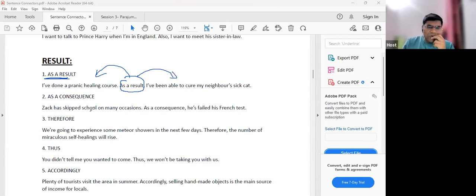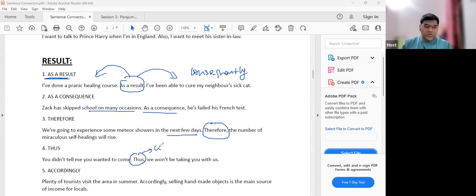Zach has skipped school on many occasions as a consequence, or you might even use consequently. Sometimes we use consequently. I studied very hard for CAT. Consequently, I got a very, very good score. So you can use as a result, you can use as a consequence, or you can simply use the adverb consequently. Therefore, we are going to experience some meteor showers in the next few days. Therefore, the number of miraculous self-healings will rise. Therefore, thus. So this is a conclusion.